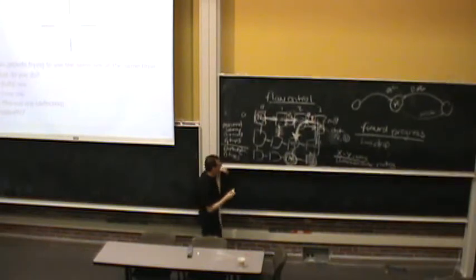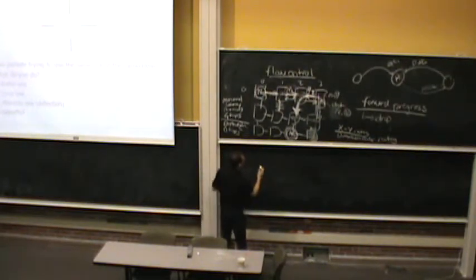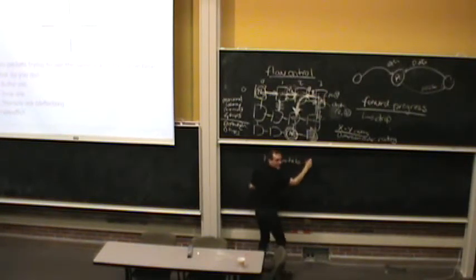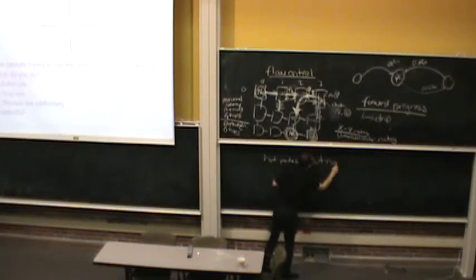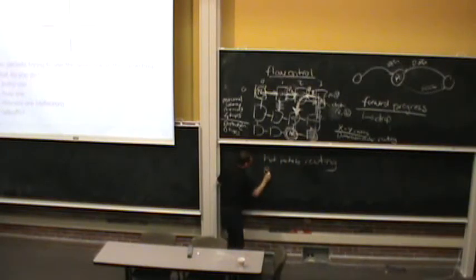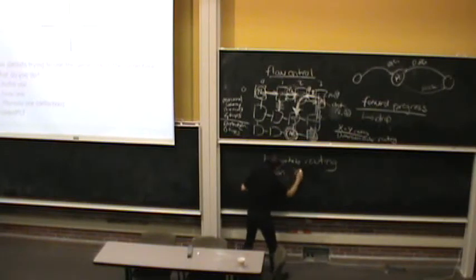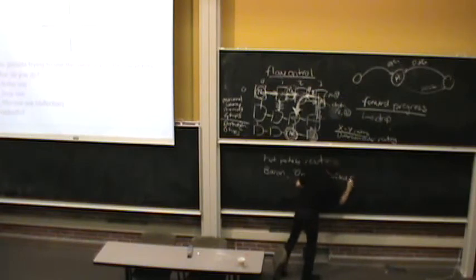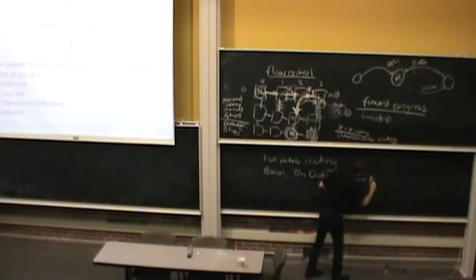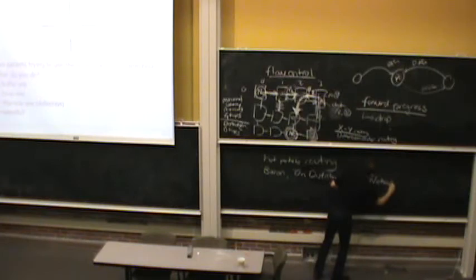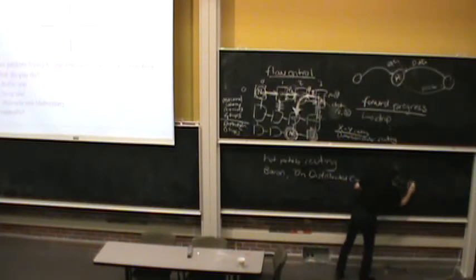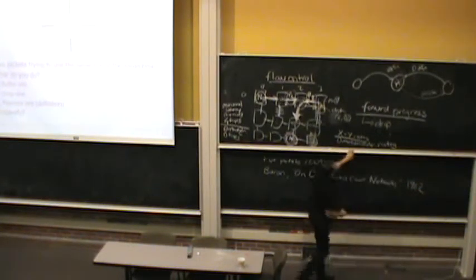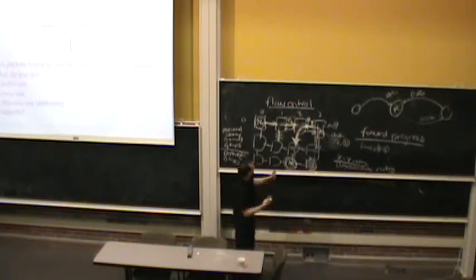Everybody clear on this? This has actually been around for a long time. This is called hot potato routing. Have you heard of hot potato routing? It was proposed for the internet a long time ago, in a seminal paper by Paul Baran called On Distributed Communication Networks. It explains this. It's 1962.